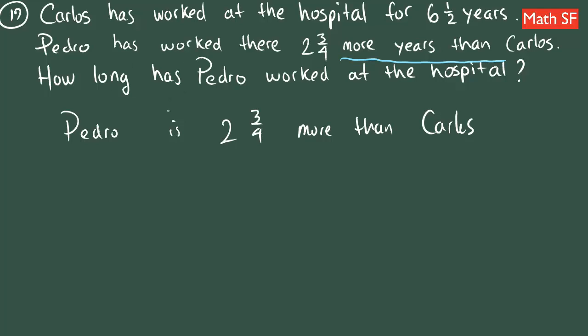Well, Pedro, do we know? How long has Pedro worked? We don't know how long Pedro has worked, so I'm going to put here a box. E stands for equal. 2 3/4 more than stands for addition. Carlos, do we know how many years Carlos worked? Yes, 6.5.